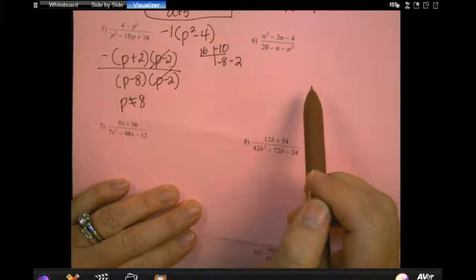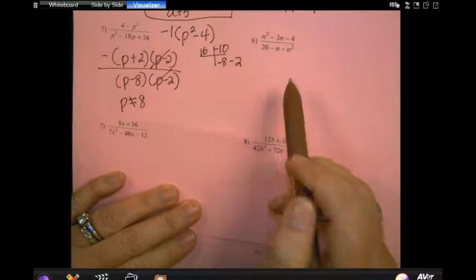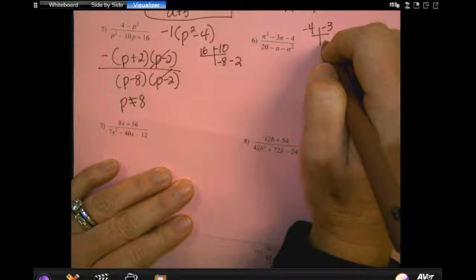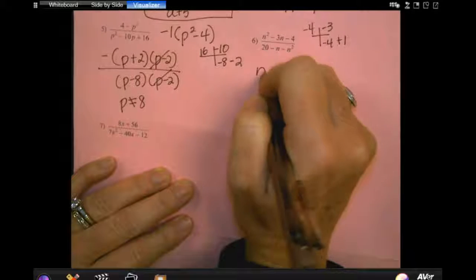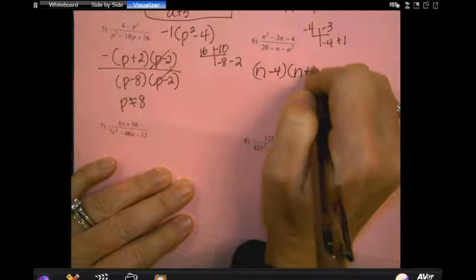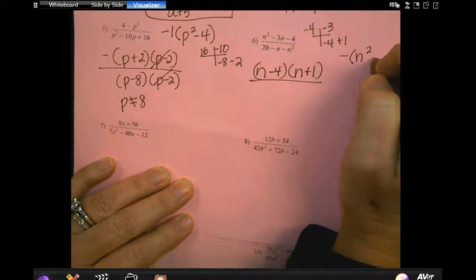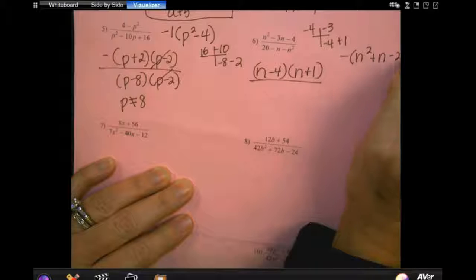Okay. Number 6, what do I have to change? So on top, I have negative 4 and negative 3. So it's going to be negative 4 plus 1. So I'm going to get n minus 4 and n plus 1. And if I change the bottom, I get n squared plus n minus 20.